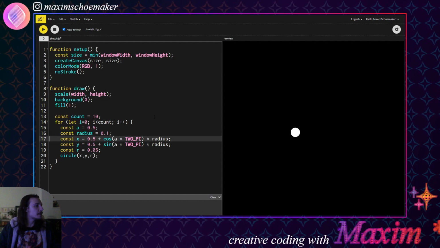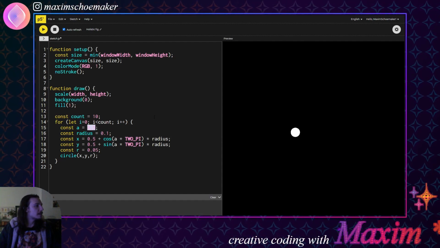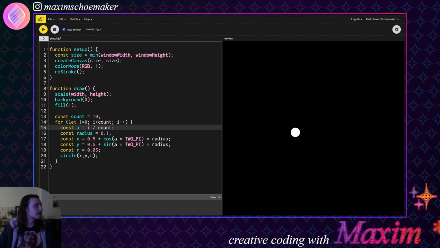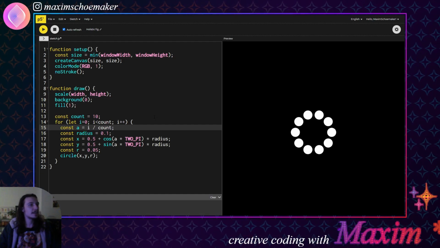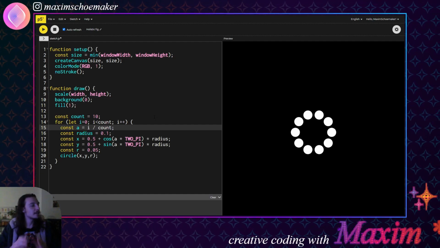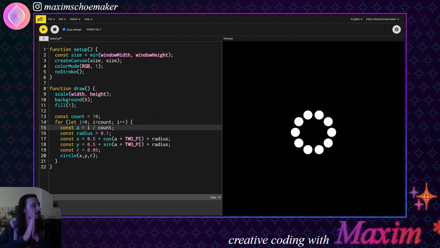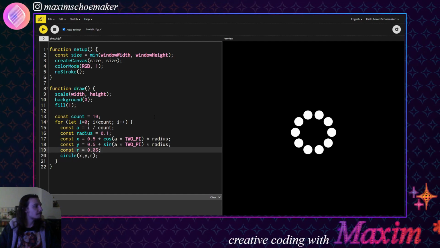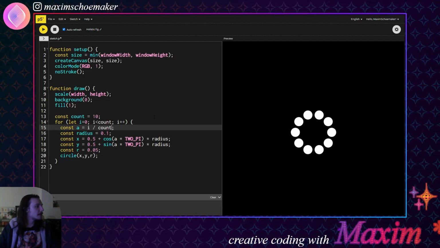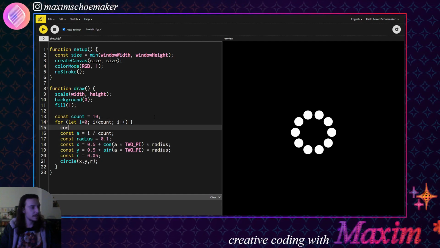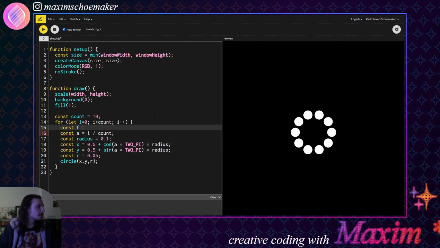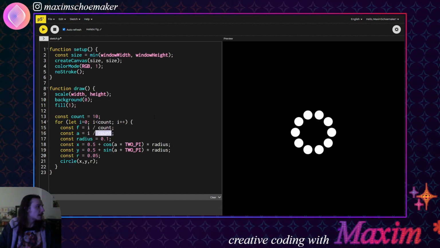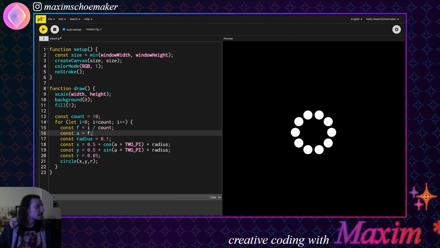And now what we can do for the angle is take the I divided by the count, and that will give us a value between 0 and 1, and there you go. Now we can draw these circles in a nice little circle here. All right, cool. Now this I divided by count I'm going to reuse later, so I'll call it F for fraction because it's between 0 and 1. And for now we can set the angle to the F.